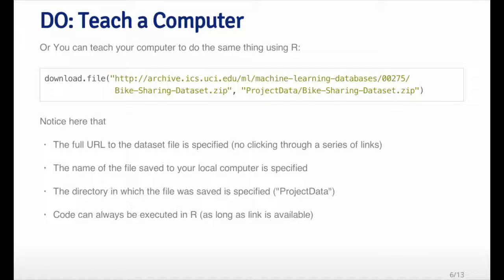I know exactly which directory I saved the dataset to. I saved the dataset to a directory called project data. And so now I don't have to wonder what directory the dataset was saved to, as I might if, for example, I downloaded it from the website through the web browser. And this code can always be executed in R. Even if you only need to do this once, someone else could execute the same exact code, as long as you're using R and as long as the URL on the website hasn't changed, they'll download the same data set.